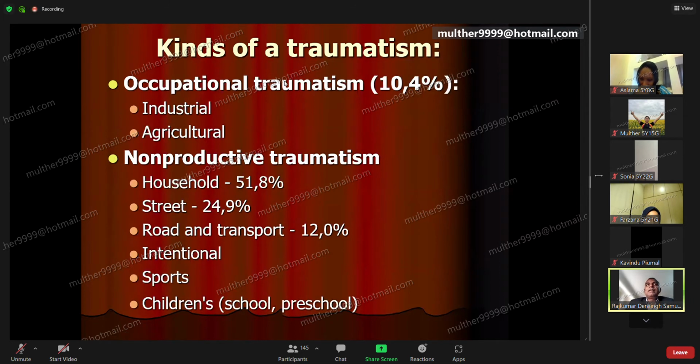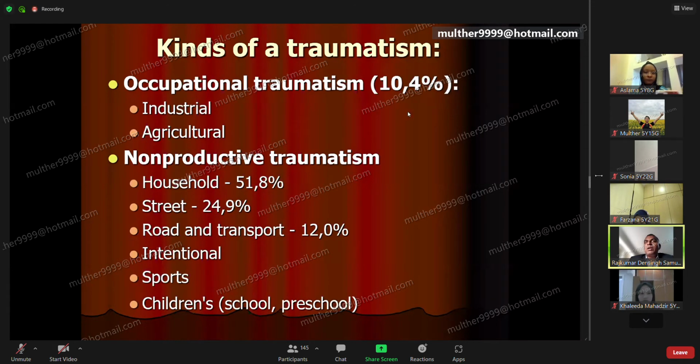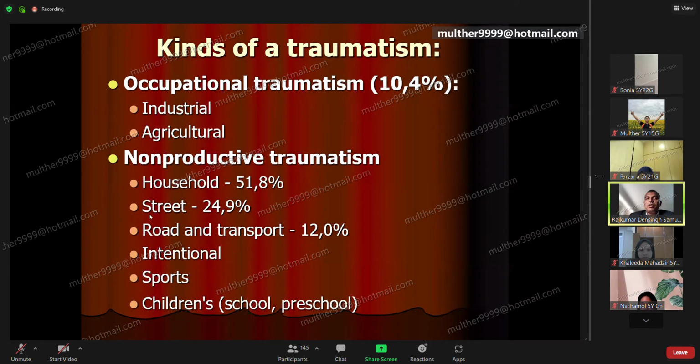Here is a statistic from Russia on traumatism. It's an old one, but it divides traumatism into two categories: occupational traumatism and non-productive traumatism. Occupational only occupies 10% of traumatism; in olden times it was agricultural and industrial. The remaining 90% is non-productive: household, street, road, intentional, sports, and children's. So we can see where most of the trauma is happening according to this statistic.